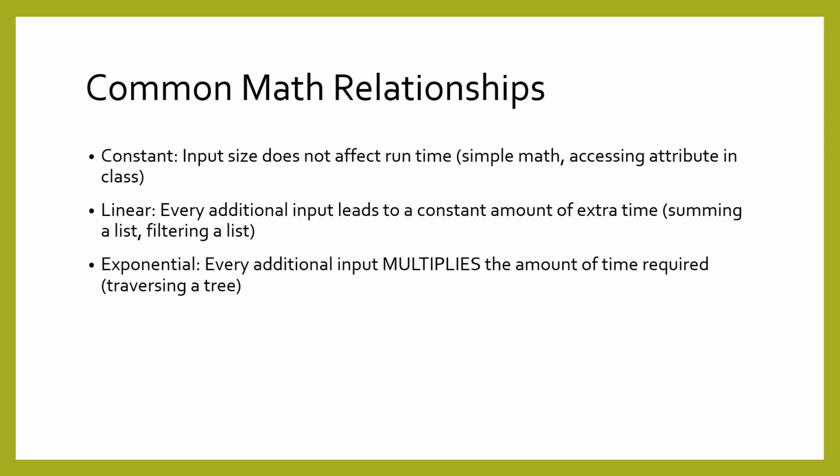The next relationship is linear, where every additional input requires another unit of time. This happens easily with list operations, such as summing or filtering a list. The last relationship we'll talk about here is exponential, where the input size increasing means multiplying the time required. We see this when dealing with trees. If every child of the tree has 2 children of its own, that means we are doubling the amount of work each time we add another element. Exponential growth can get out of hand quite quickly, and is not a good situation to be in. Ideally, our programs would be constant time, but that is rarely the case for most interesting programs.